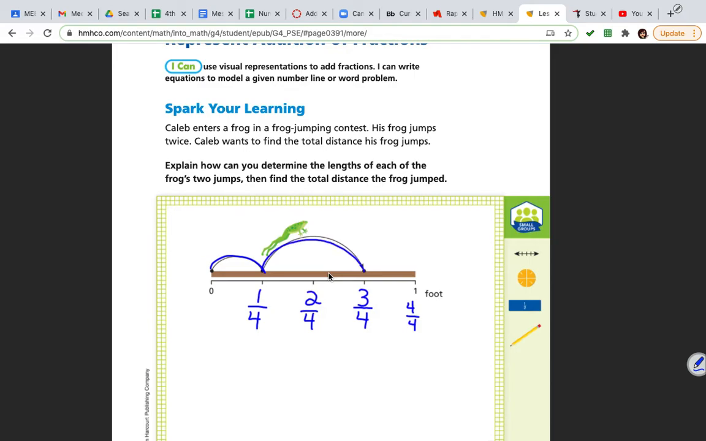So they want to know the total distance his frog jumps. Well, in the first jump, he goes to 1/4, and the second one, he goes another 2/4. So he jumps 3/4. And we can see right here, he jumped to 3/4 because he did 1/4 and another 1/4. So he did 2 more fourths. So the total was 3/4. He jumps 3/4 feet.